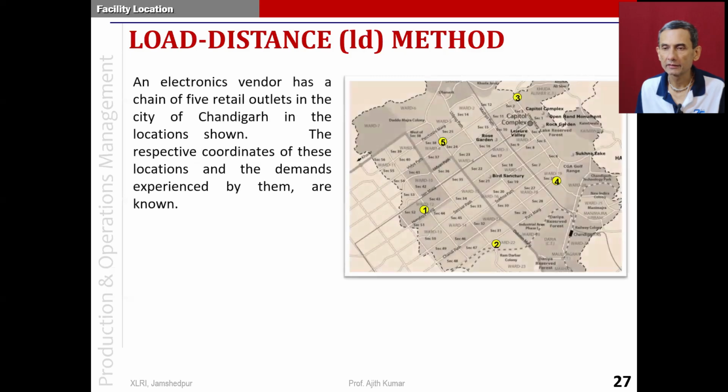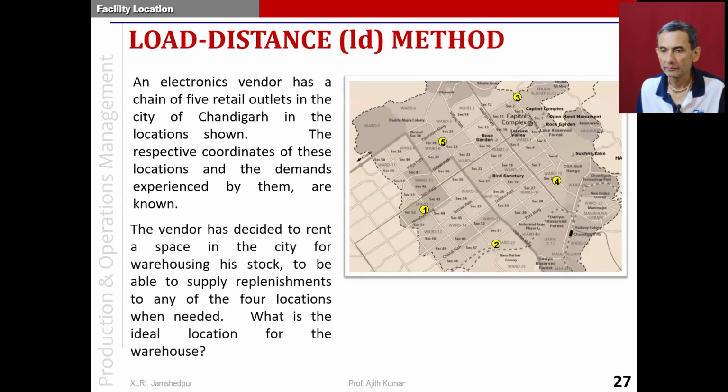Let's take an example. Let's say that in the city of Chandigarh, here on the right side, we see a map of the city of Chandigarh. There are 5 retail outlets, and the coordinates of these outlets are known to us. The outlets are marked here 1, 2, 3, 4, and 5. A vendor has decided to rent a space in the city for warehousing his stock in order to be able to supply replenishments to any of these locations whenever required. So what is the ideal location for the warehouse? That's the question.